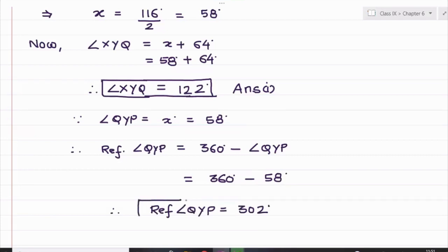So this is our question number 6 completed, right? Now students, the solved examples remain. In the next session I will take the solved examples along with some concepts of exercise 6.2, and some more questions of 6.2 will be taken. Okay, thank you.